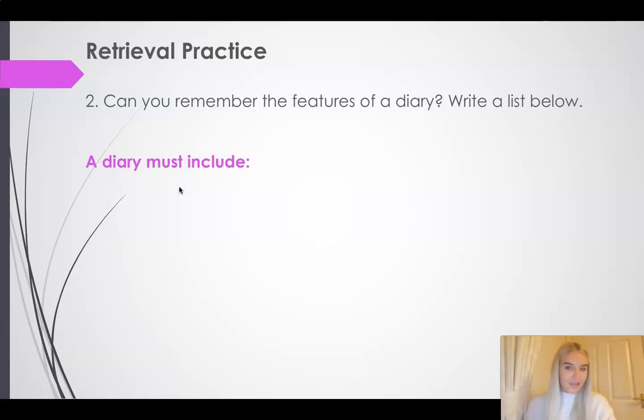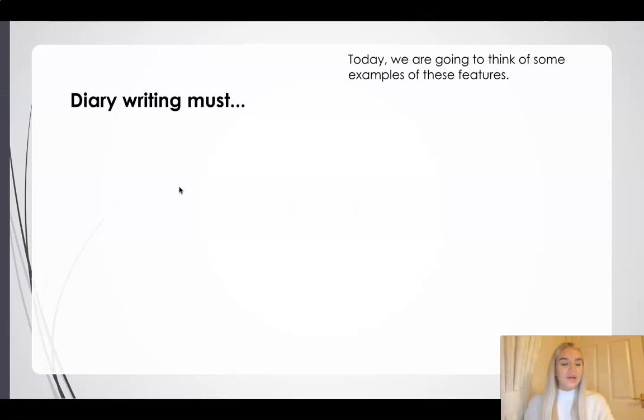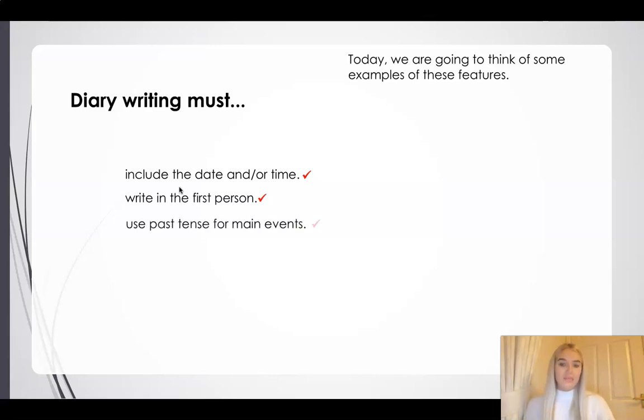Okay, did you remember all the features? Fantastic. A diary must include the date or the time, remembering where the date goes, normally in the top right hand corner, or it can be featured in the first few lines of the diary. It must also be written in first person, thinking of those first person pronouns. It must also be written in the past tense. Why? That's right, because you're talking about something that's already happened in the past.